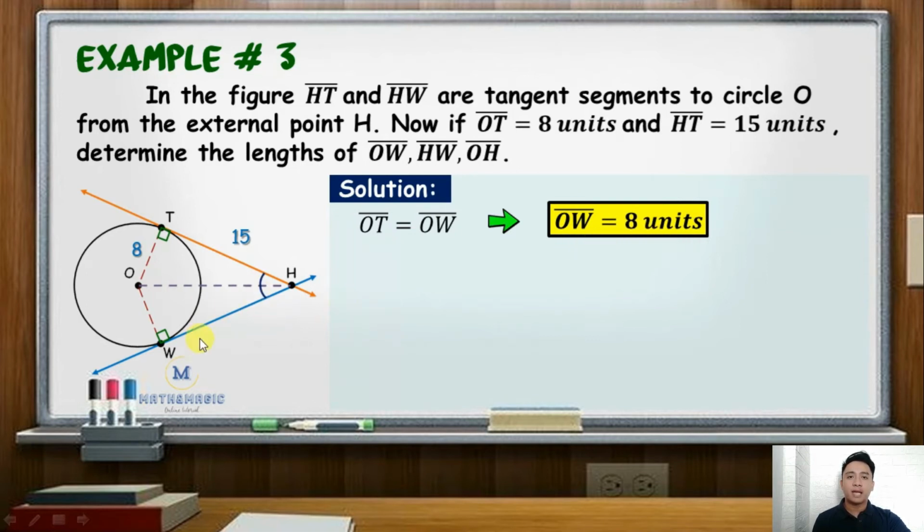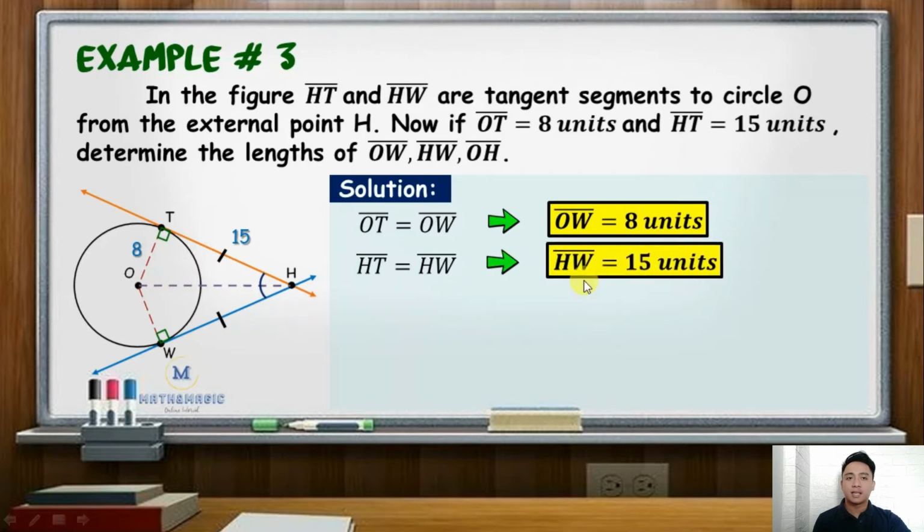Now for segment HW, as mentioned in the theorem, the length of segments formed from an external point of a circle are congruent. This means that if HT is 15 units long, then segment HW is also 15 units in length. Lastly, for the length of OH, since triangle OTH is a right triangle, remember that in the radius-tangent theorem, the angle formed by a tangent line and radius is 90 degrees.